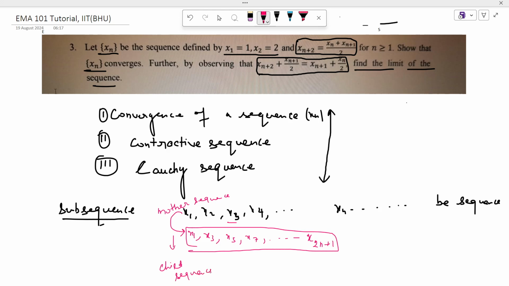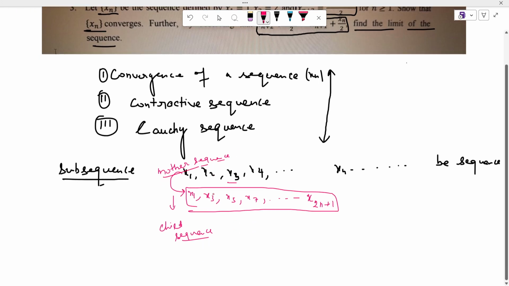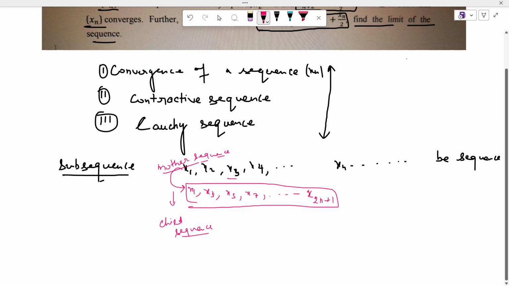Nowhere in the textbook is it written as a child sequence or a mother sequence. Don't use the names mother sequence and child sequence after this class. It is just for the time being, to understand. So this sequence is made with the help of the original sequence, and this is called a subsequence. It is an example of a subsequence.